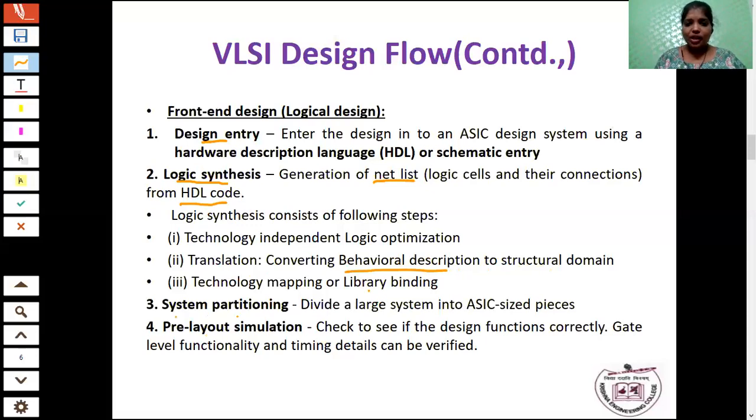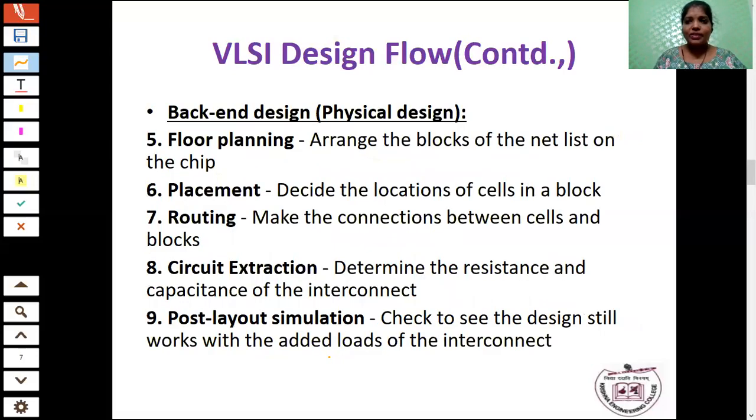In the system partitioning, as I already explained, we are going to divide the large system into small-sized subsystems. After the system partitioning, we are going to perform the pre-layout simulation. The meaning of pre-layout simulation is that we check whether the design we have made functions correctly or not. So we verify the gate-level functionality and its timing details. Once the front end is designed successfully, we are going to perform the physical design. It is also called the back-end design.